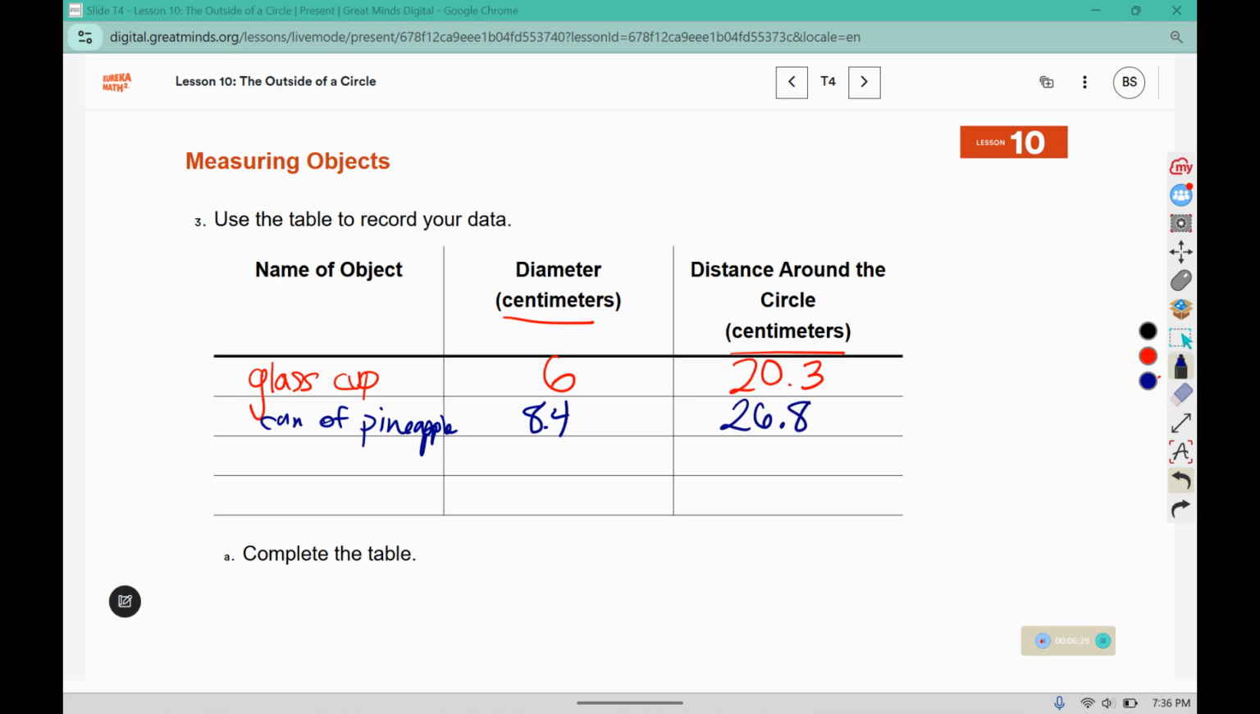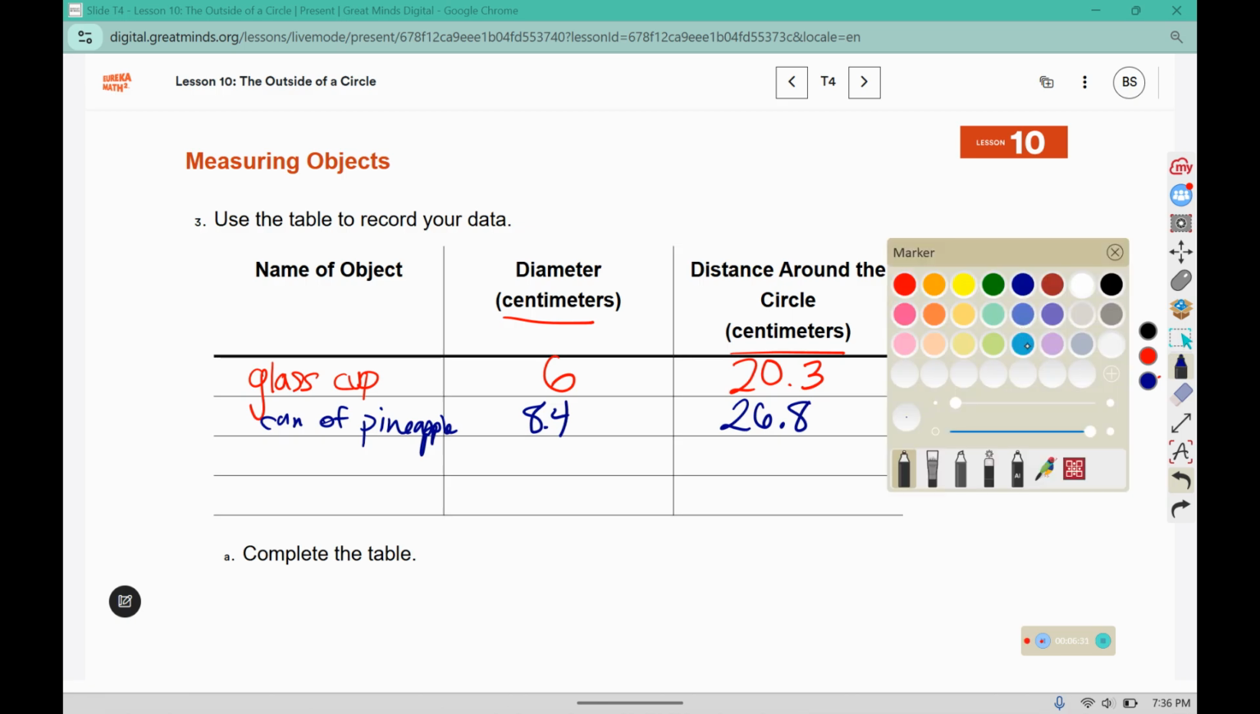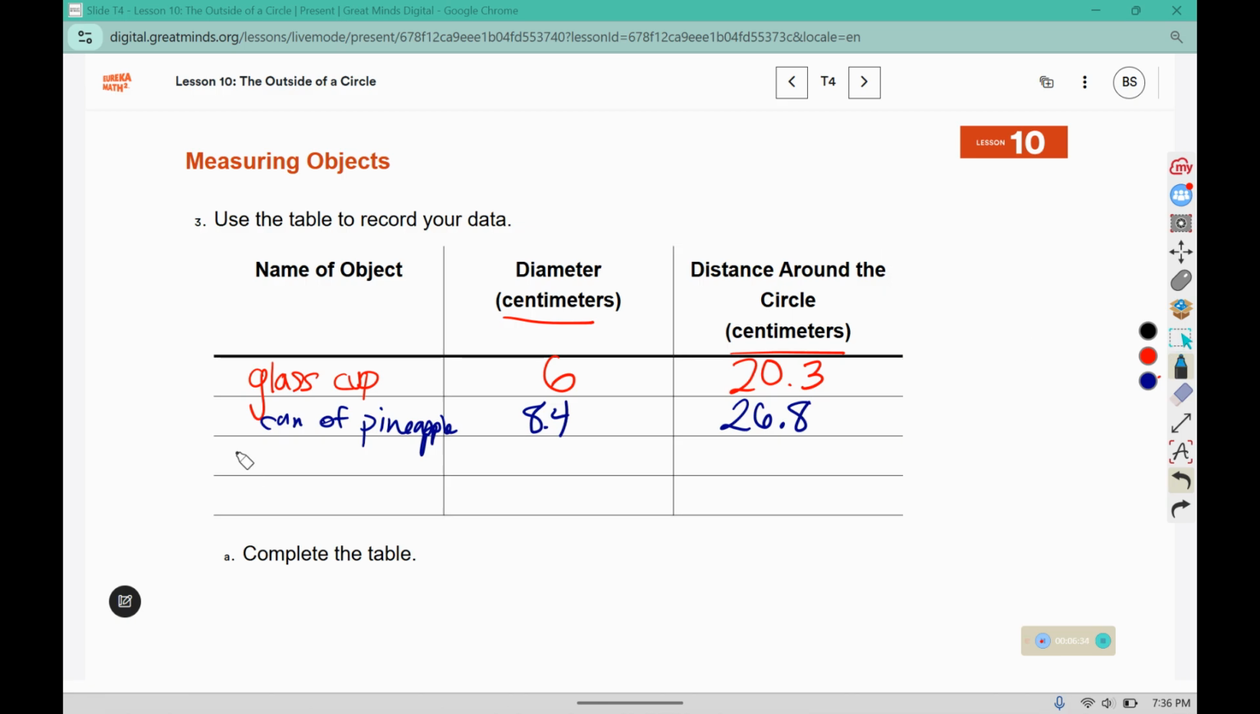The next biggest item is a bucket, and it's not a big bucket, it's just like a little small bucket, kind of like what a kid would take to the beach. So measuring across from one edge of the circle to the other side, this is about 14.5. And then around the outside edge, about 46.9.